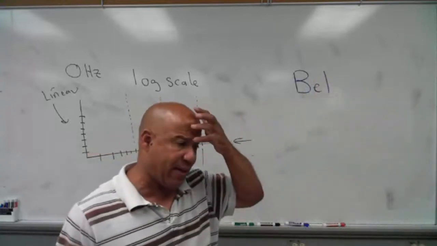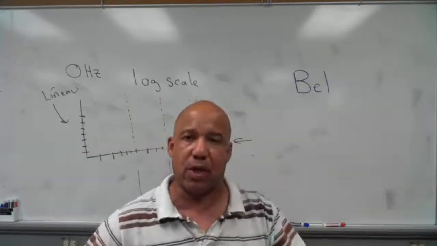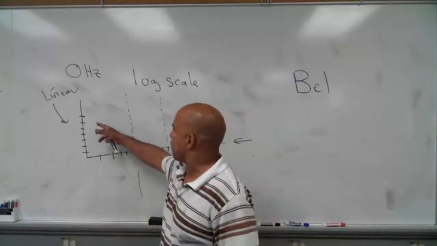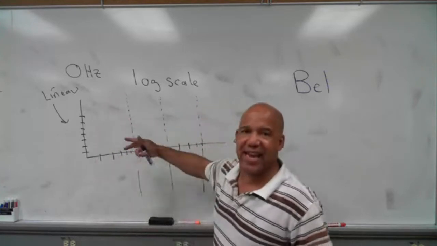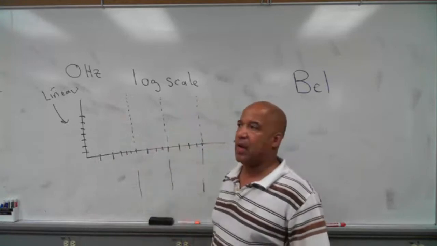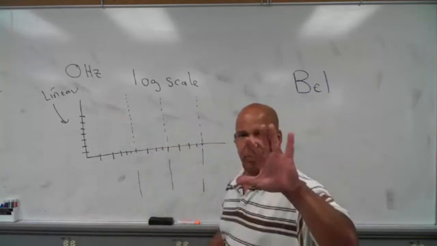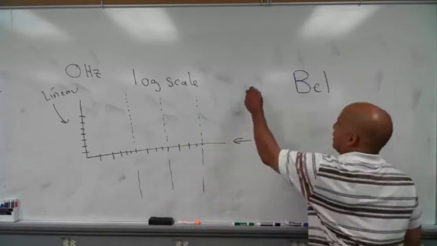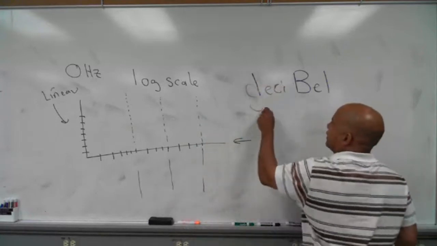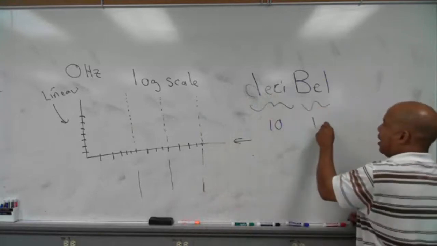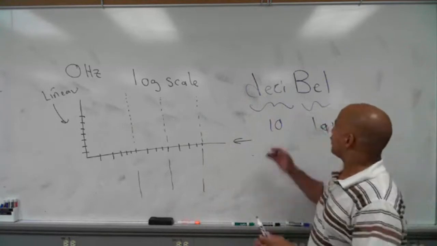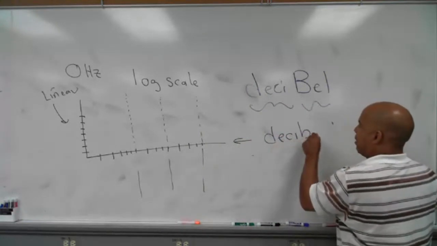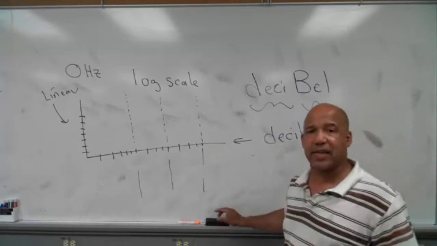A bel is an actual unit. I don't know if it's an engineering unit or a math unit, but it deals with exponential and logarithmic type numbers. Usually when we use this log paper, it's based on tens, or decades. So this is a decade, this is a decade. Base 10 is the decimal system, so they add the prefix deci, which just means 10. And bel is a log or exponential type of number. Put these together and the word they get is decibel.